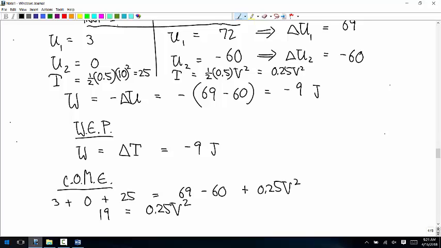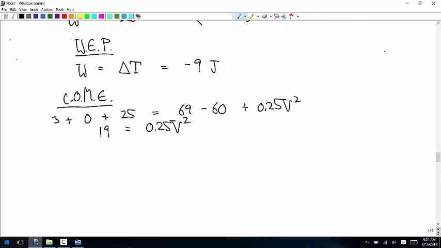Oh, this is possible. And so 76 is equal to v squared. And so what do you get for v? That's true. 8 point what? So 8.7 meters per second.